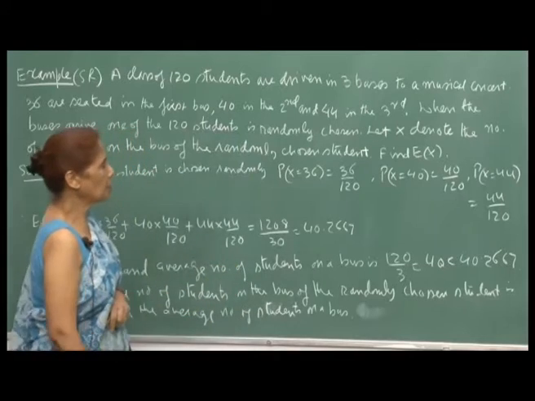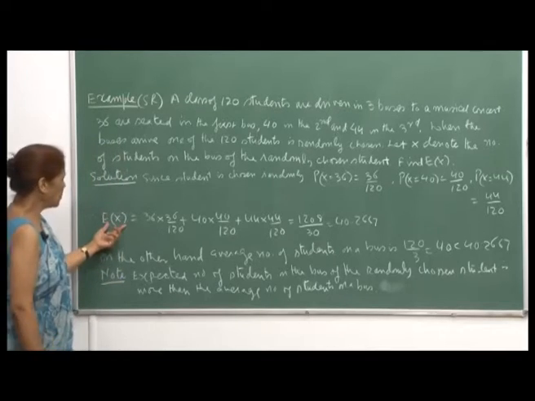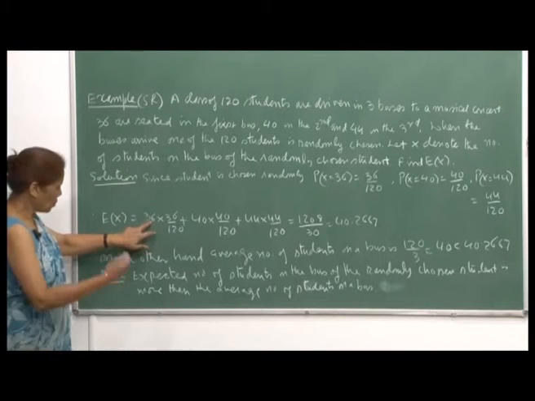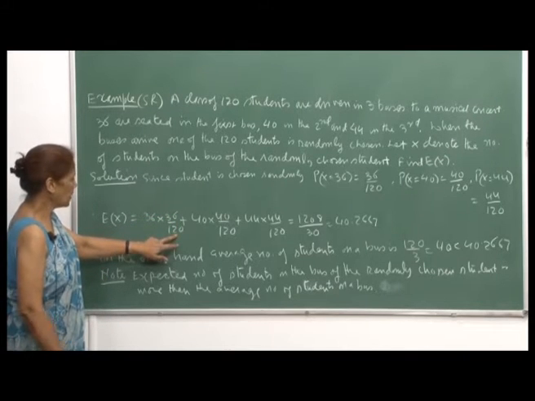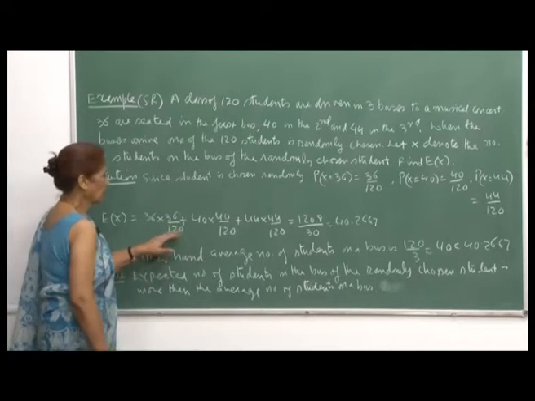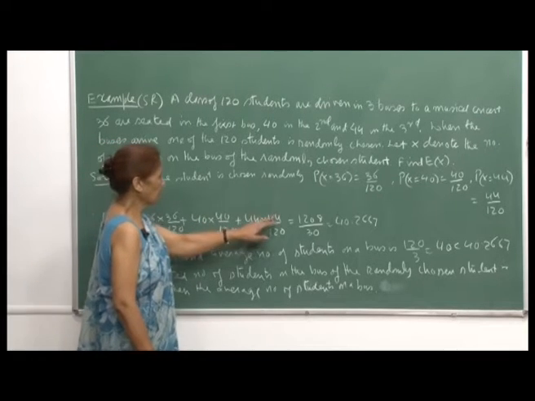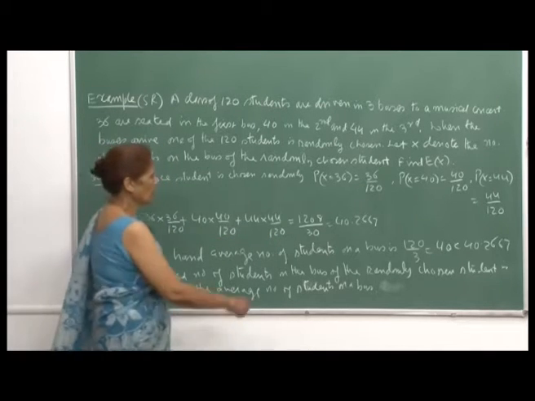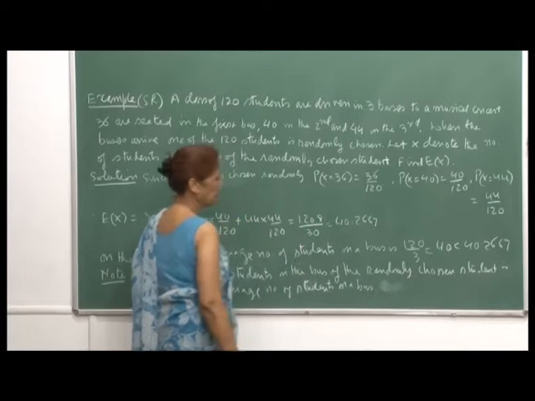So, now if I want to find out the expected value of this random variable, then the expected value will be the random variable takes the value 36 into the probability of that bus being chosen. So, it was 36 upon 120, then 40 into 40 upon 120 plus 44 into 44 upon 120. Now, when you add up these numbers, this comes out to be 1208 by 30, which is 40.2667.